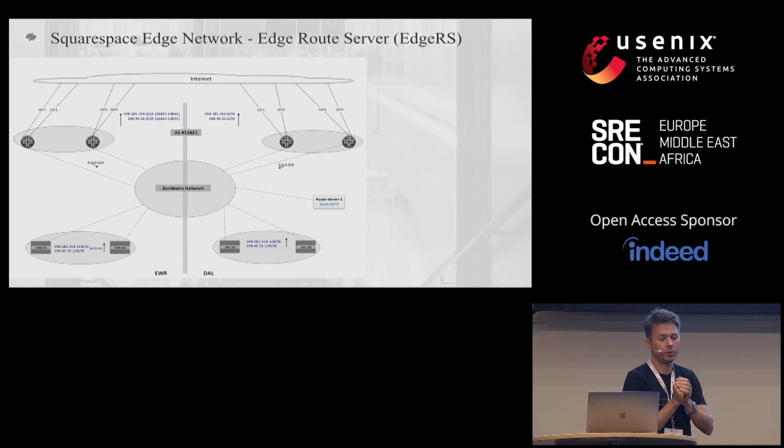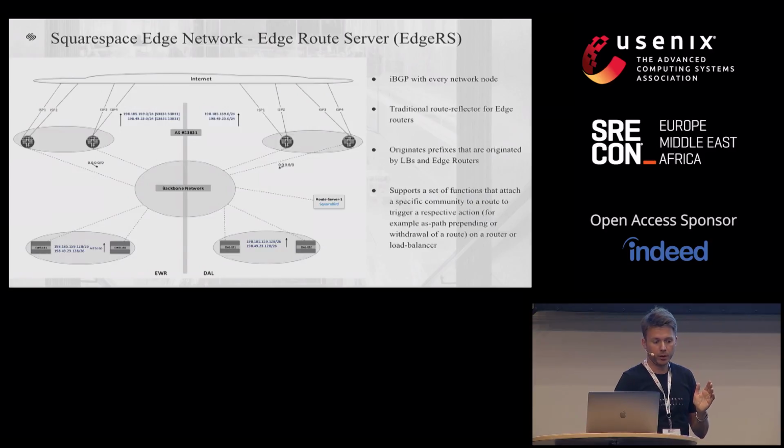So we then introduced a route server in the external network at the edge. The route server would peer over IBGP with all devices in this segment, and it would also act as a traditional route reflector for the edge routers. The route server would also support a set of functions that attach a specific community to the route to trigger some action on those routers.